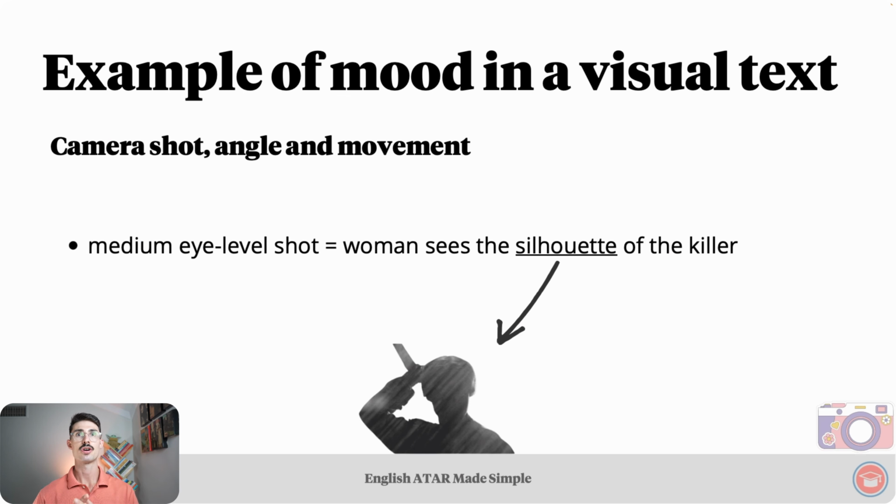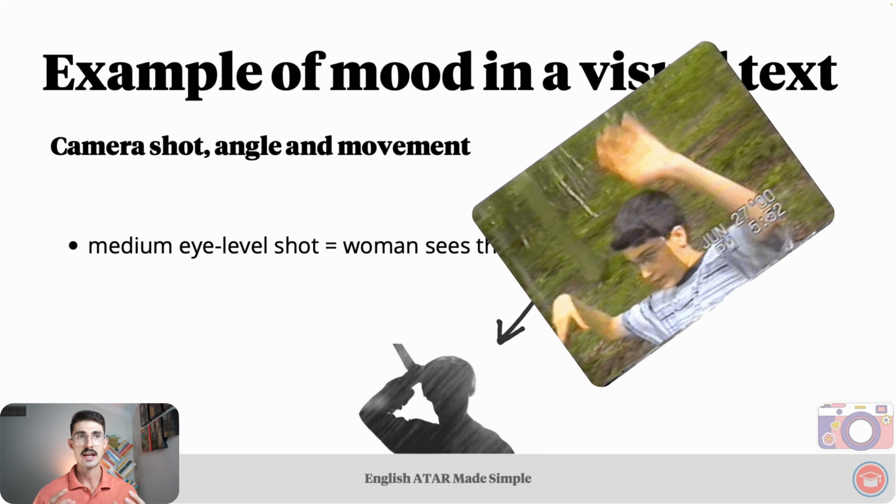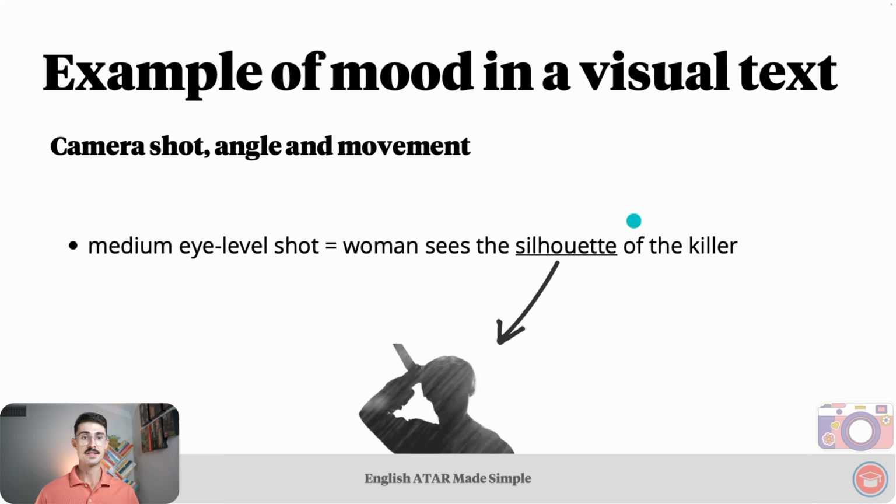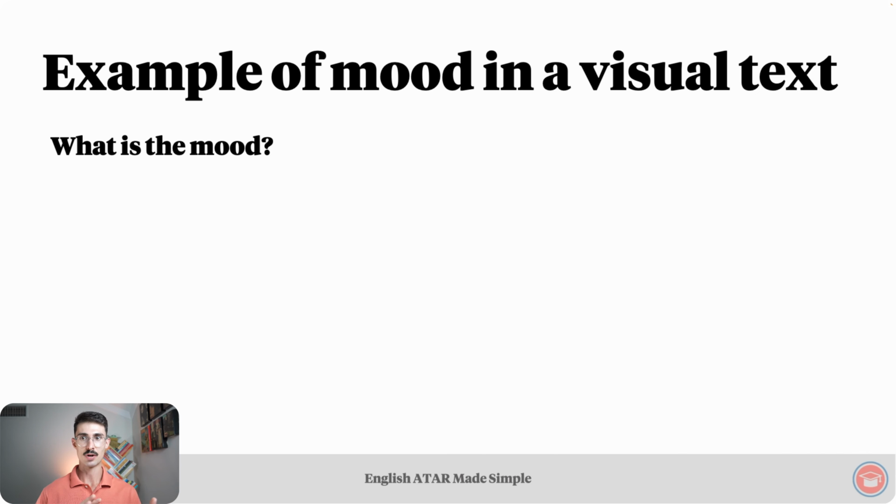Lastly, there's camera shot and angle. We won't go into movement, but it is still certainly relevant when it comes to creating mood in a visual text. Just think about the effect of a shaky cam in creating a mood. This medium shot of the murderer is at eye level, as though it's the point of view of the woman in the shower. This makes the audience feel like they're in the woman's shoes, so to speak, enhancing how terrifying the scene is. With all of that said, what can we actually say about the mood of the scene?